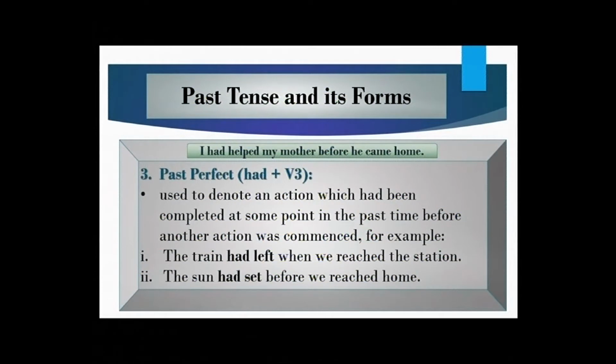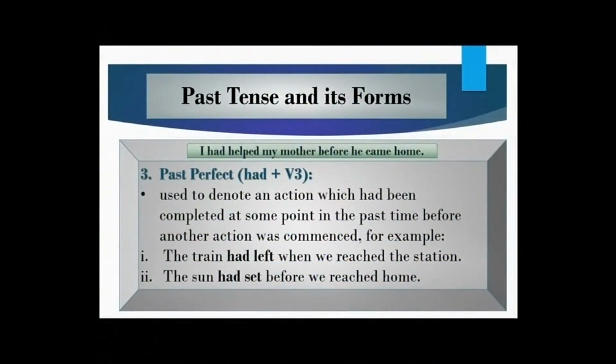In the structure of these sentences, we use had as the helping verb, and with had we use the third form of the main verb. Look at the example. I had helped my mother before he came home. Here we have used had and the third form of the verb help, that is helped. Past perfect is used to denote an action which had been completed at some point in the past before another action was commenced.